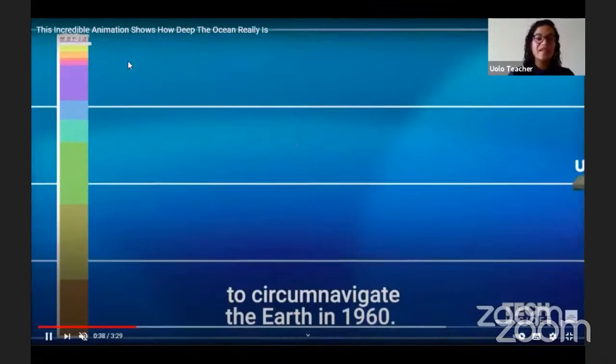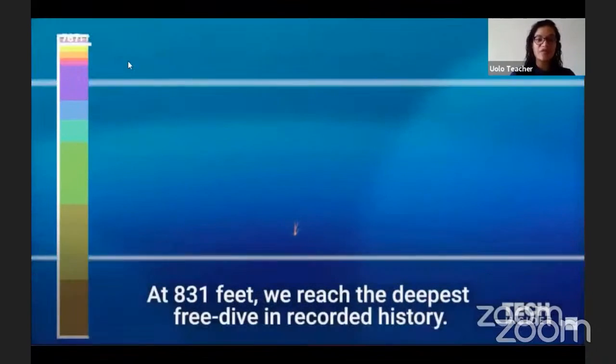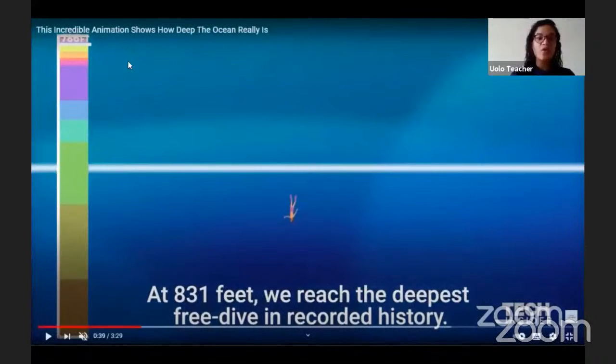Now, there's another interesting thing. If we go further down, at 831 feet, we reach the deepest free dive ever recorded in history. Now, what do you mean by free dive? Free dive means a person dives into the water, like you dive into a swimming pool to swim. So there was a person who dived into the ocean, and the deepest he could reach was 831 feet, which is very deep. But it's still very up in the ocean.